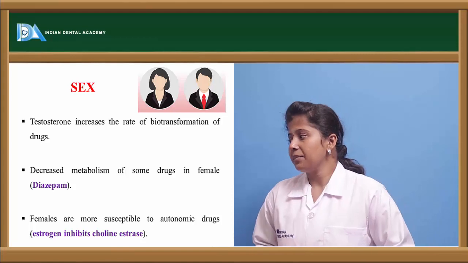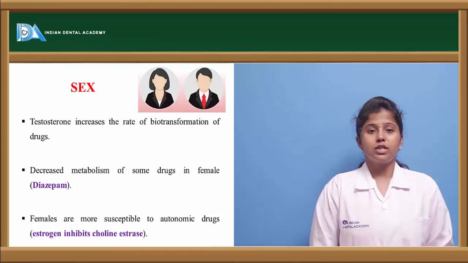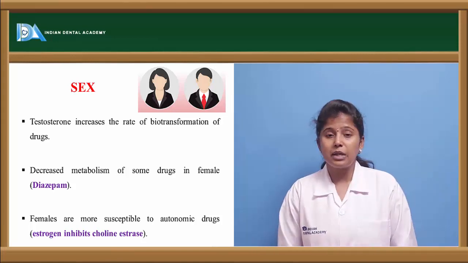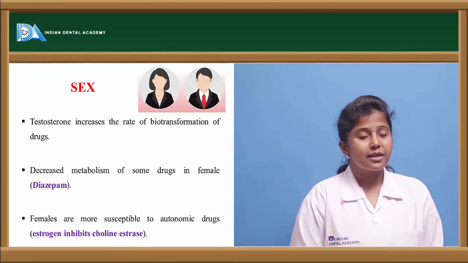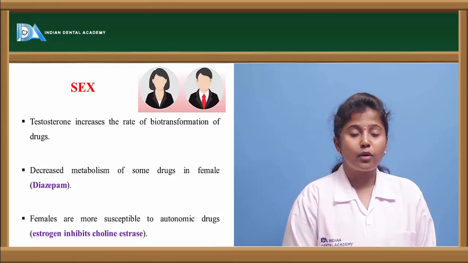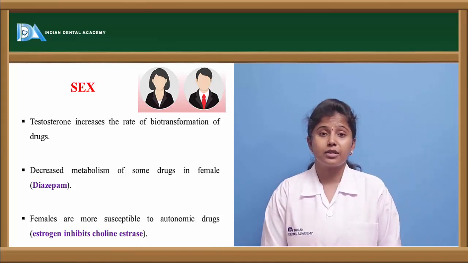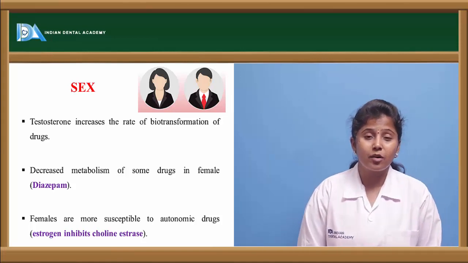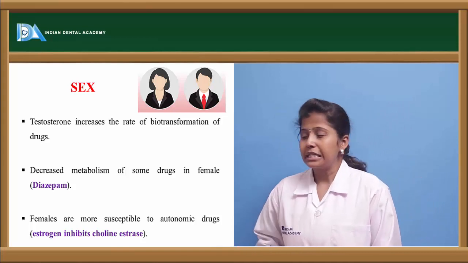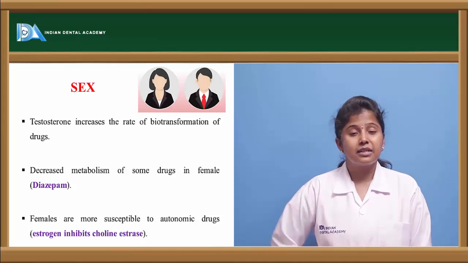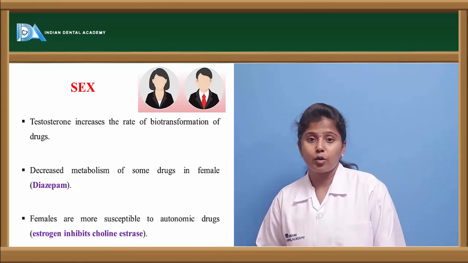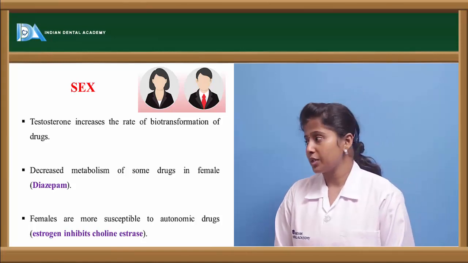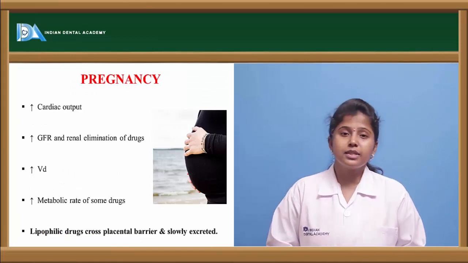And at the same time, the estrogen hormone which is present in females will inhibit the enzyme called cholinesterase. Cholinesterase is an enzyme which aids in the metabolism of sympathomimetic, parasympathomimetic or sympatholytic drugs. So in such cases, this may give another drug response. So this is one of the factors affecting a drug's response. The other one is pregnancy.